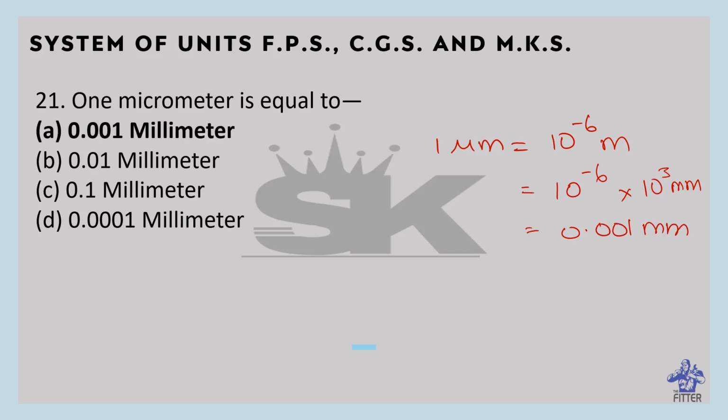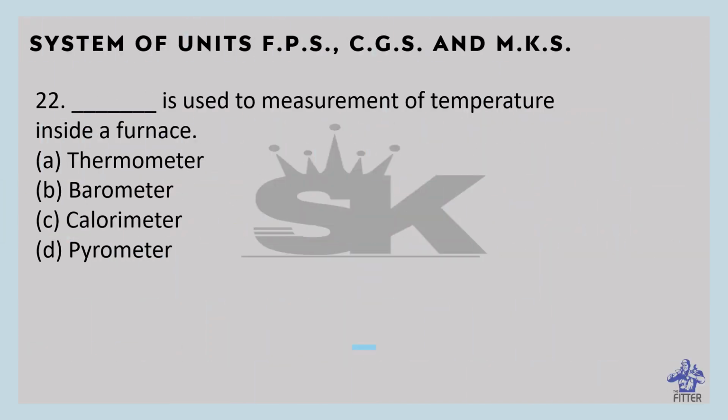Which is used to measure the temperature inside a furnace? That is option D, pyrometer. Thermometer is used to find the temperature. Barometer is used to find atmospheric pressure. Calorimeter is used to measure heat flow.